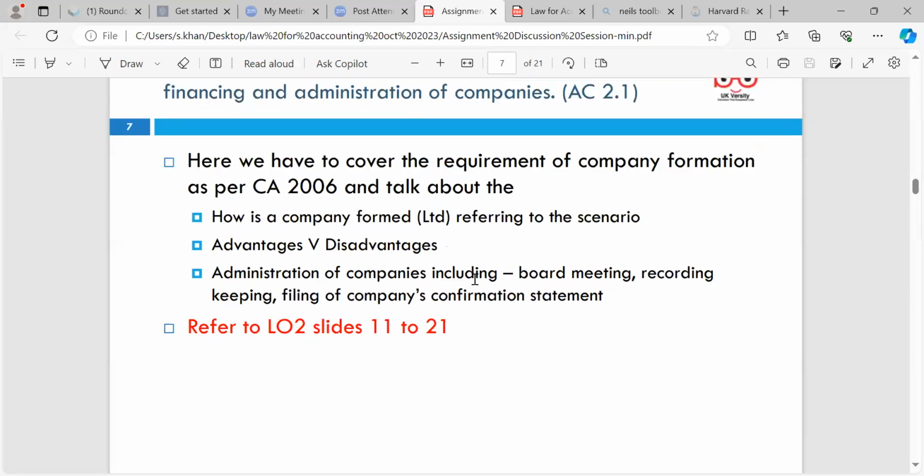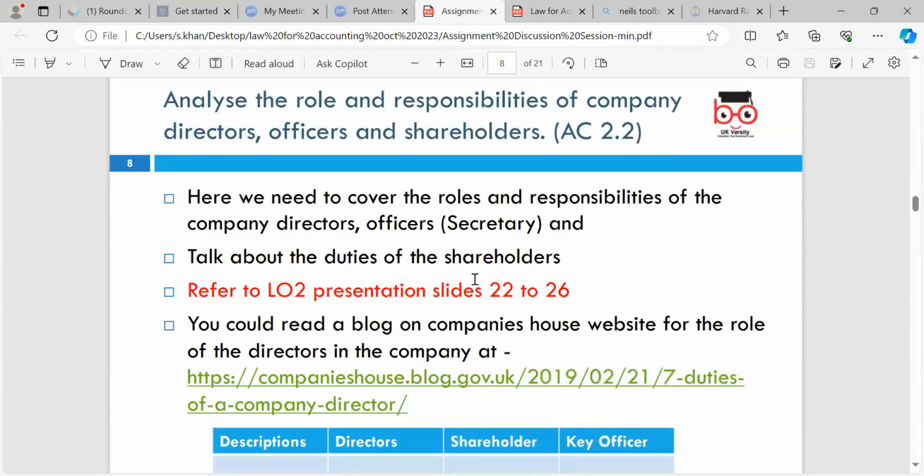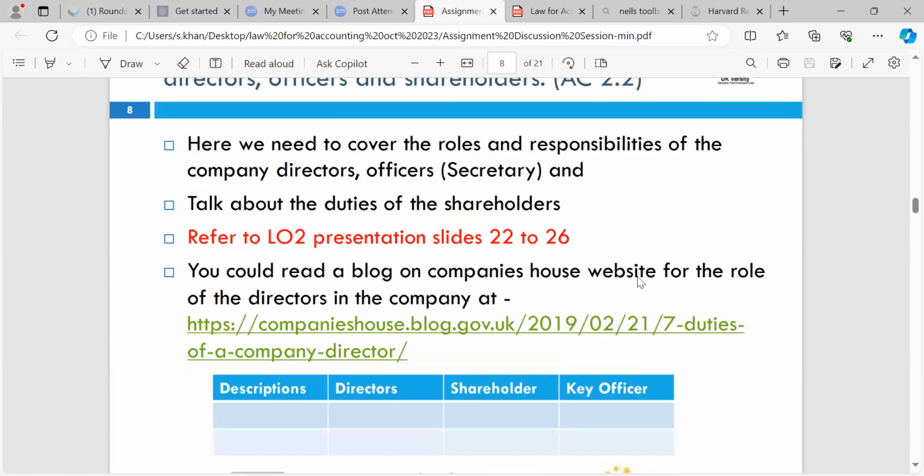Yeah. Then we've gone on to the second part of it. Okay, this is task 1. Analyze the role and responsibilities of company directors, officers and shareholders, AC 2.2. Here we need to cover the roles and responsibilities of company directors, officers, secretary, and talk about the duties of the shareholders. Now this is referring again to learning outcome 2, presentation slides 22 to 26.